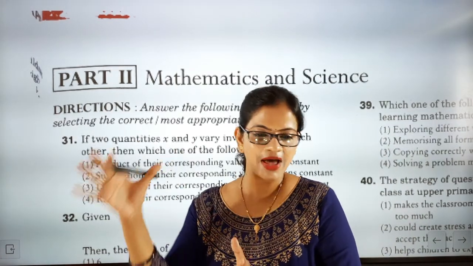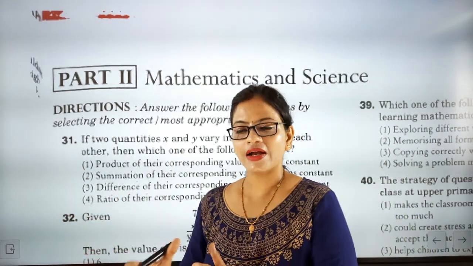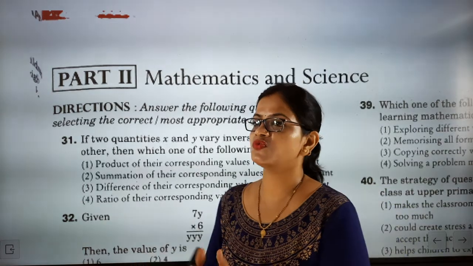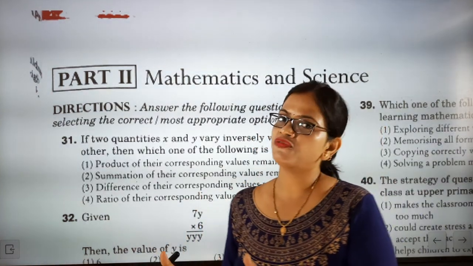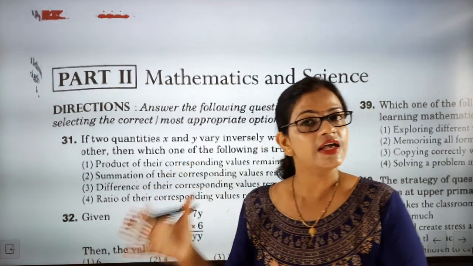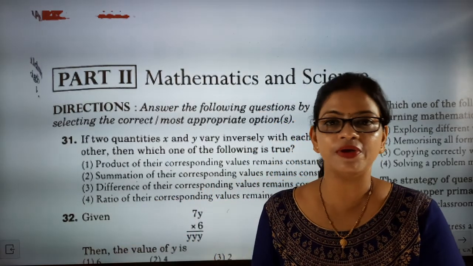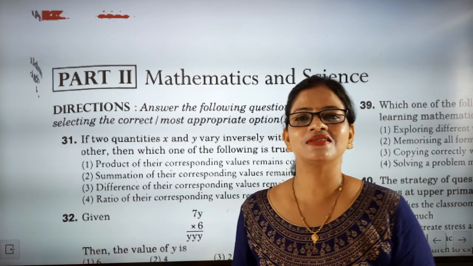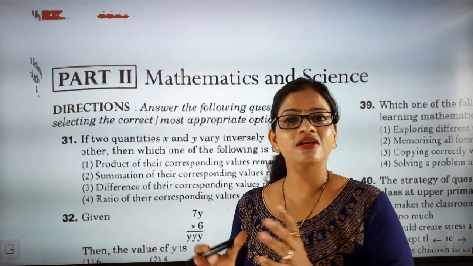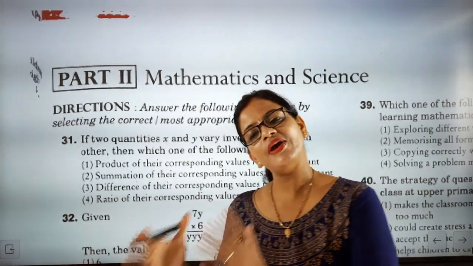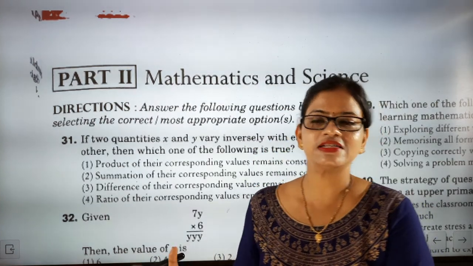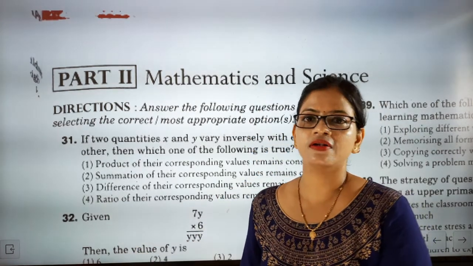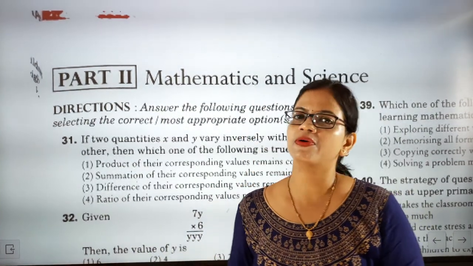Now maths will be of 30 marks, and in that 30 marks, 15 marks will be pedagogy related and 15 marks will be subject related. In science also, 15 marks will be pedagogy and 15 marks will be subject. So a total of 60 marks is in your hand. If you prepare maths and science very nicely, you will be able to clear the paper very nicely.